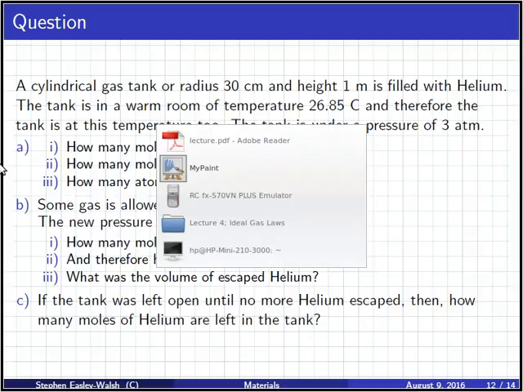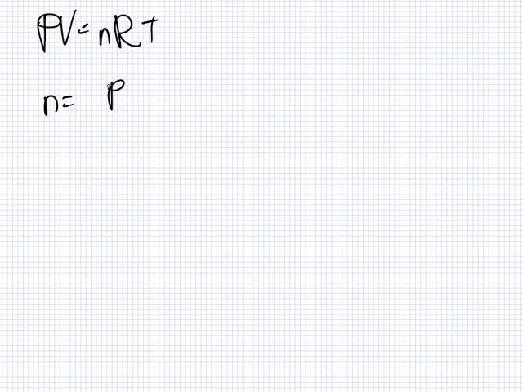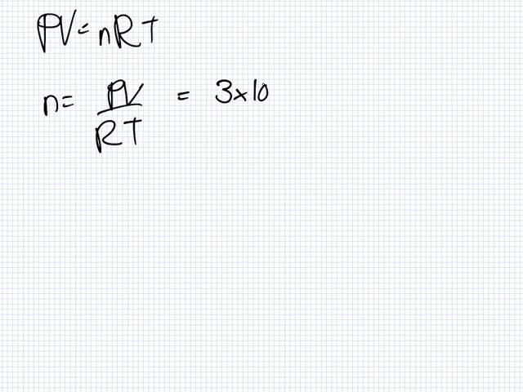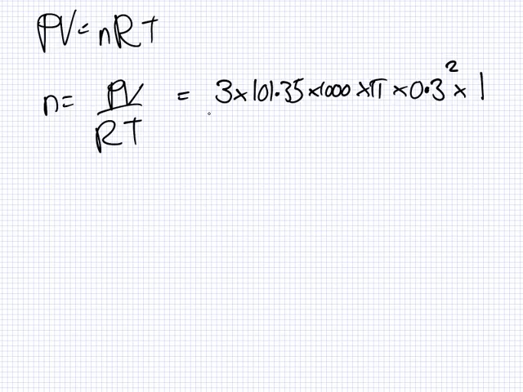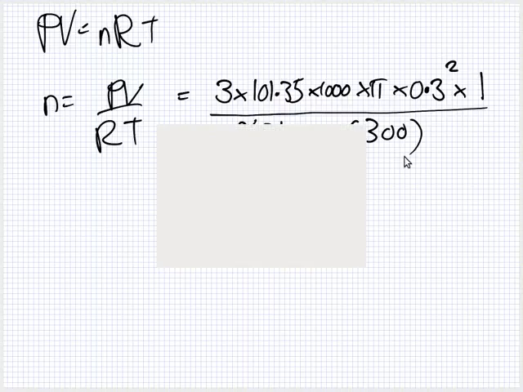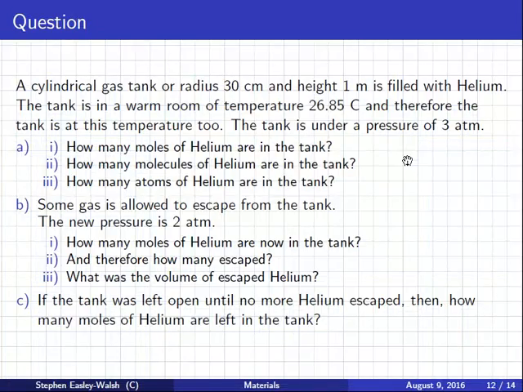Okay, let's have a look at this now. PV equals nRT. So n is PV over RT. What did I say the pressure was? Yes. So that's 3 times 101.35 times 1,000. And the volume is pi r squared h. And the R is 8.31. And the temperature is 300, I believe, when you add on, isn't it? Yeah, 300 when you convert it.